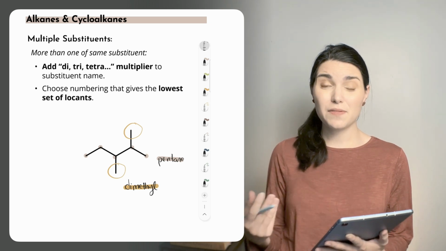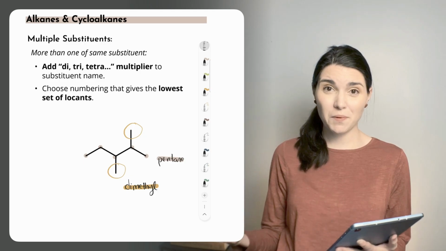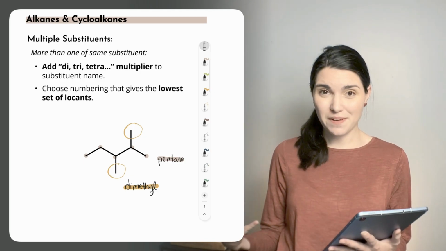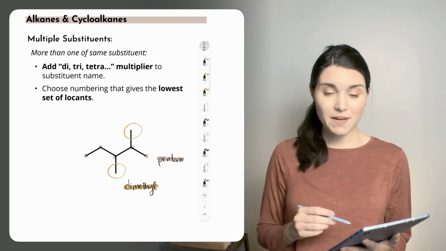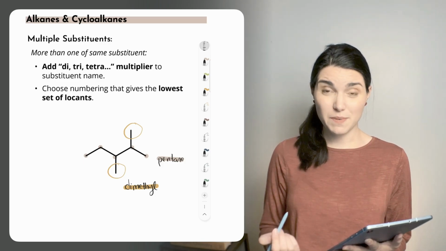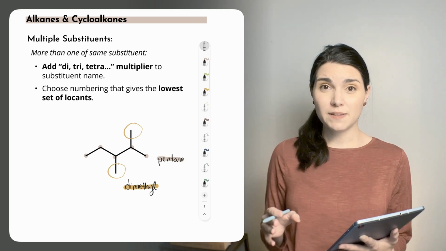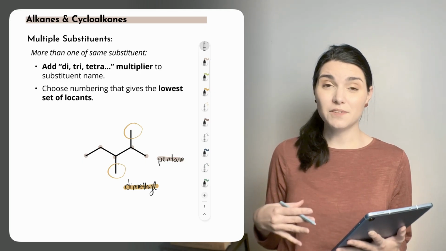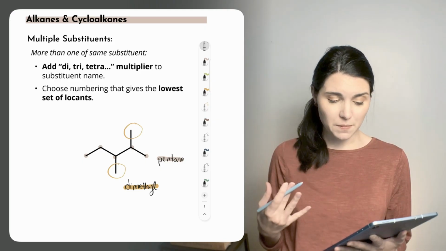If you had 3 methyl groups, it would be trimethyl. If you have 4 methyl groups on a molecule, it would be tetramethyl, and so on. And now to put the name of this molecule together, we have to have the addresses for both of those methyl groups. Remember, the locants. And so we want to choose the numbering that gives the lowest set of locants, not just the lowest one number, but now we're considering multiple numbers.